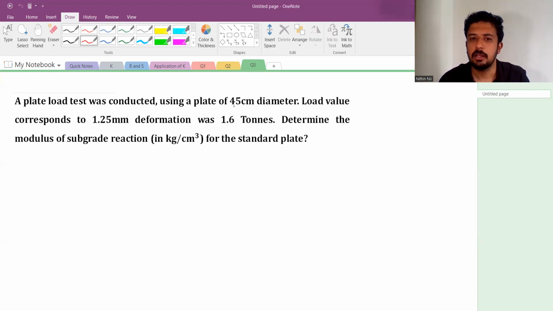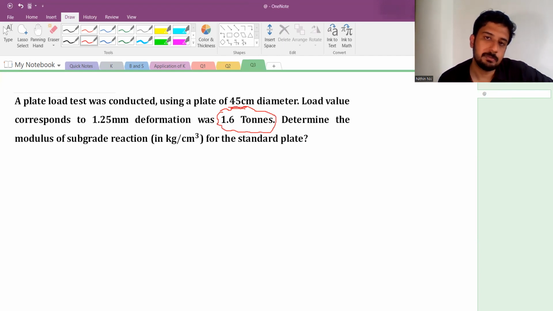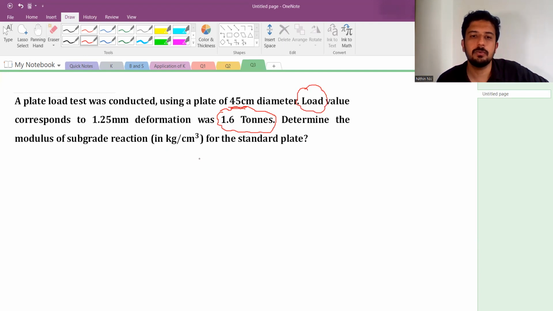So here a 45 centimeter dia plate we have used, and they have given the load value as 1.6 tons. So here two things we need to do. First of all, convert that load into pressure. Second thing, after obtaining the K value, we need to convert that for the standard plate. Otherwise, there is no meaning of calculating the K value. The K value should be for the standard plate only.